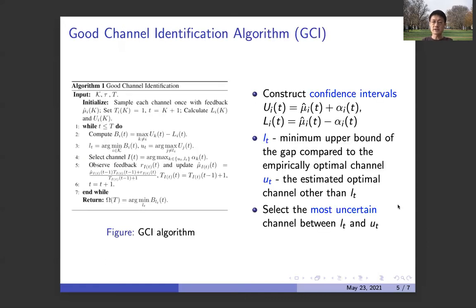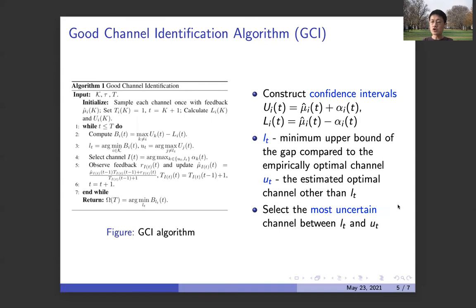So this is a bandit model, and we proposed an algorithm called good channel identification, GCI. A pseudocode of the algorithm is given here, and more discussion can be found in the GlobeSIP paper. I want to emphasize the design philosophy here. This is very different from identifying the best channel. First of all, we are constructing confidence intervals, both upper and lower, that are basically centered around the sample mean of mu I of t.